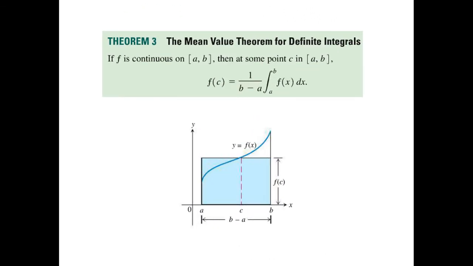Okay, so what this says is if your function is continuous on a closed interval, then f of c, where c is some point in your closed interval, this will be true. So in other words, the function evaluated at that number, whatever it is, will give you whatever that average value is.